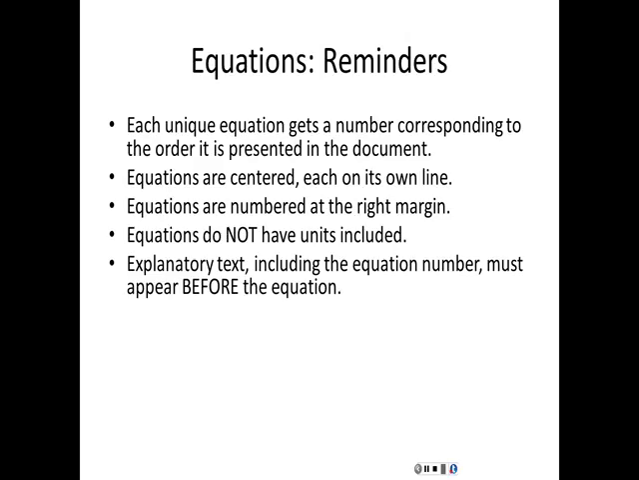You need to have some sort of explanatory text that includes the equation number, needs to introduce each equation, and that has to occur before the equation. For example, equation 1, the example we're going to use, is going to be Hooke's law, so you need a sentence that says equation 1 relates the stress and strain in a material. That has to occur before you present the actual equation to give your reader some context of what's coming up.